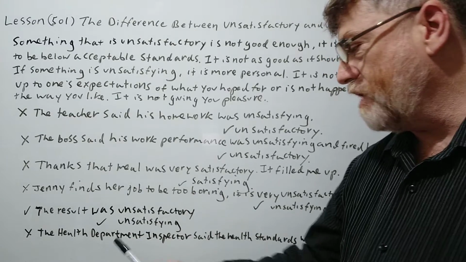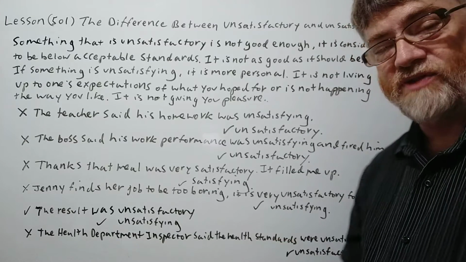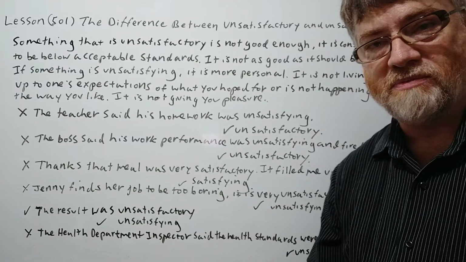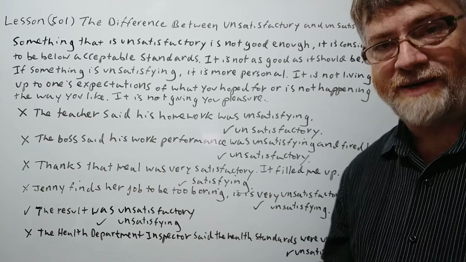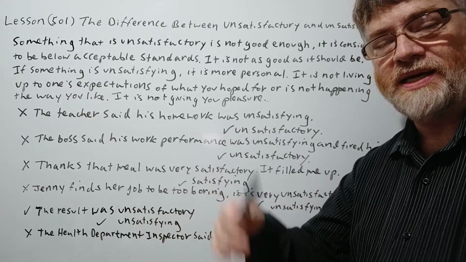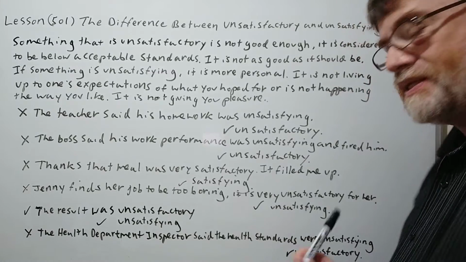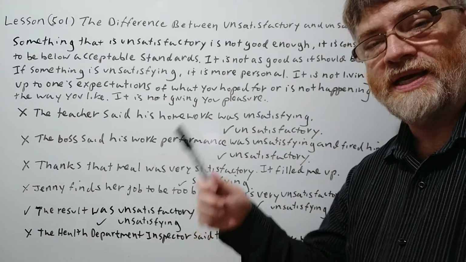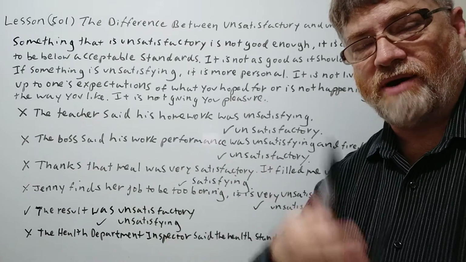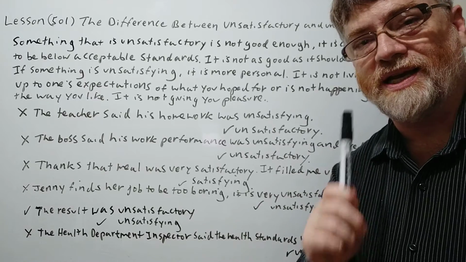And the last one here with the X. Again, this is wrong. The health department inspector said the health standards were unsatisfying. Now, again, this should be unsatisfactory. It means the level is not good enough. It's not acceptable. He shouldn't care if he's satisfied. It should be satisfactory. Are they good enough to pass the health standards? Are they satisfactory? So he should say they were unsatisfactory. They were not good enough to pass the health standards. His personal feelings about it should not really come into play. So it should really be unsatisfactory, not unsatisfying.